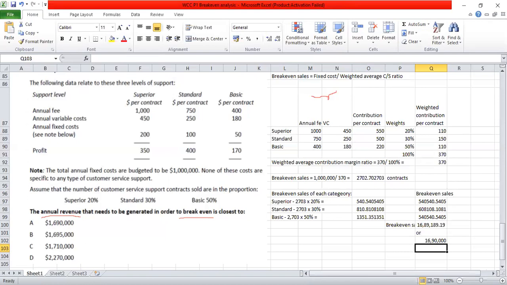This weighted average is not the percentage. These are not percentages. These are only amounts. Contribution per unit. So this is weighted average contribution per unit. So when we have it as per unit, the value we get is break even sales in units. It is not in rupees value. So break even sales in units.